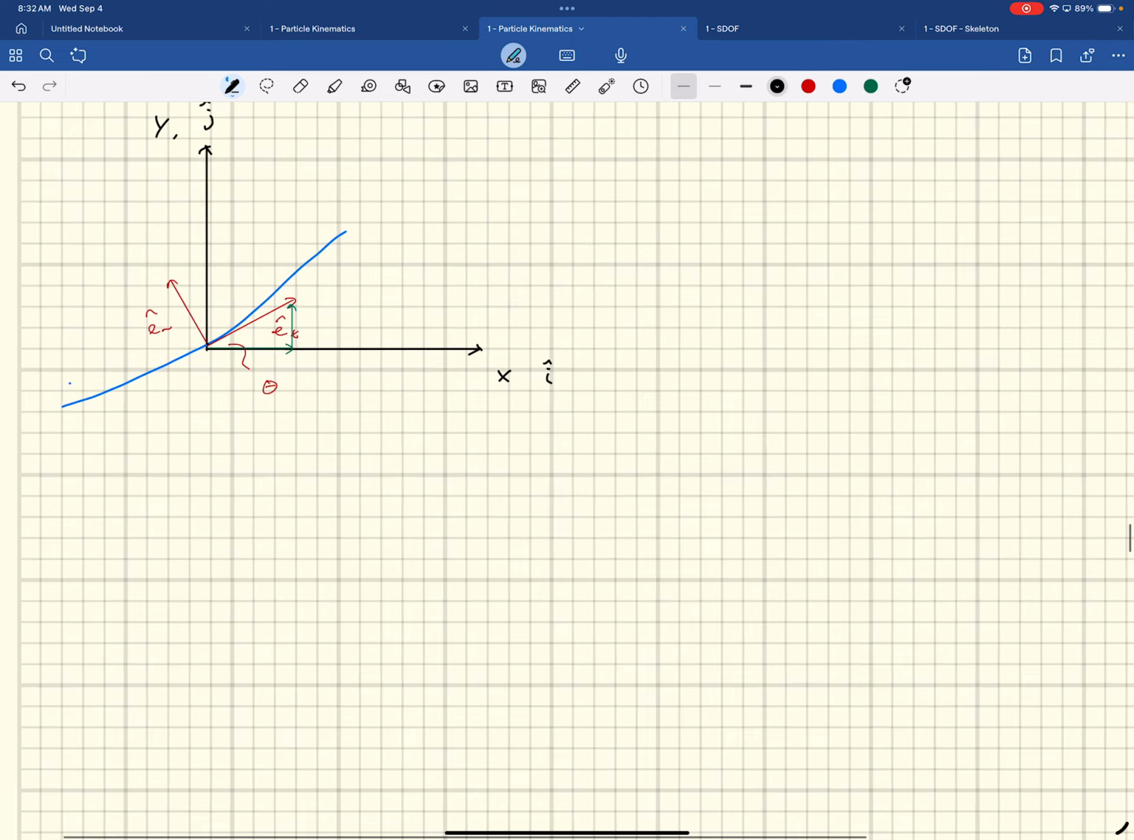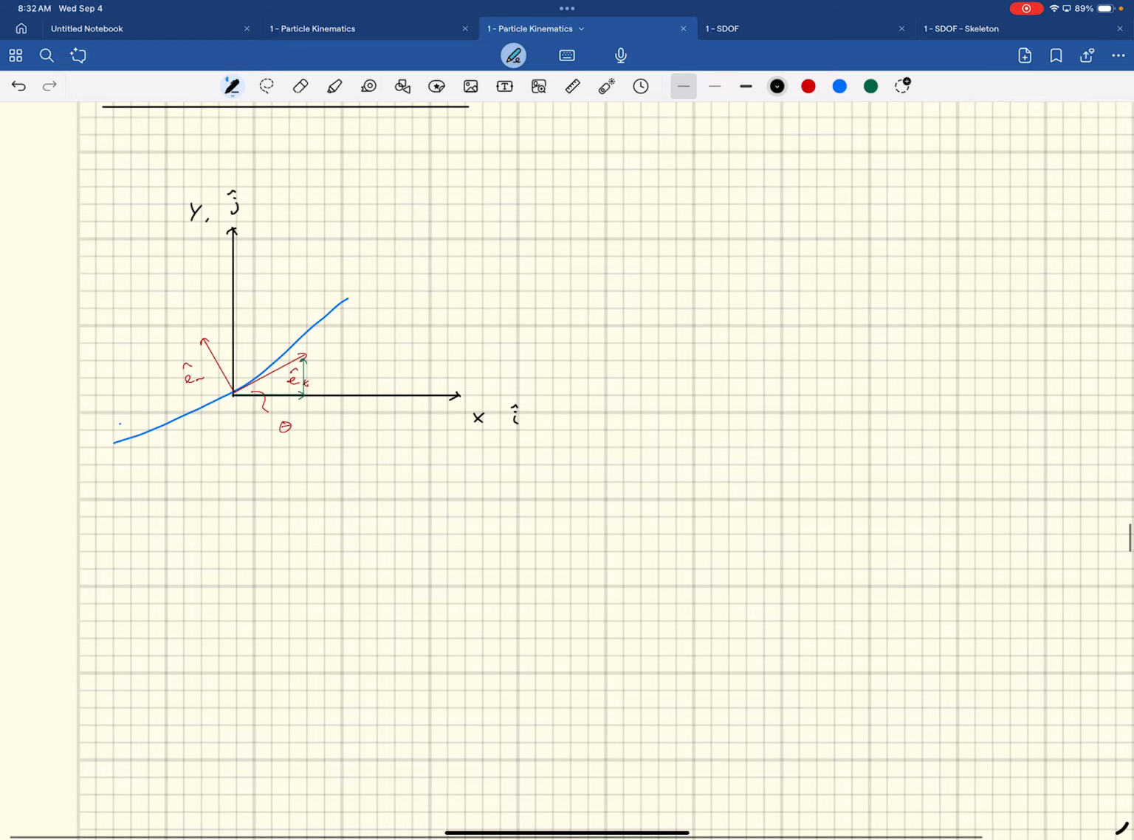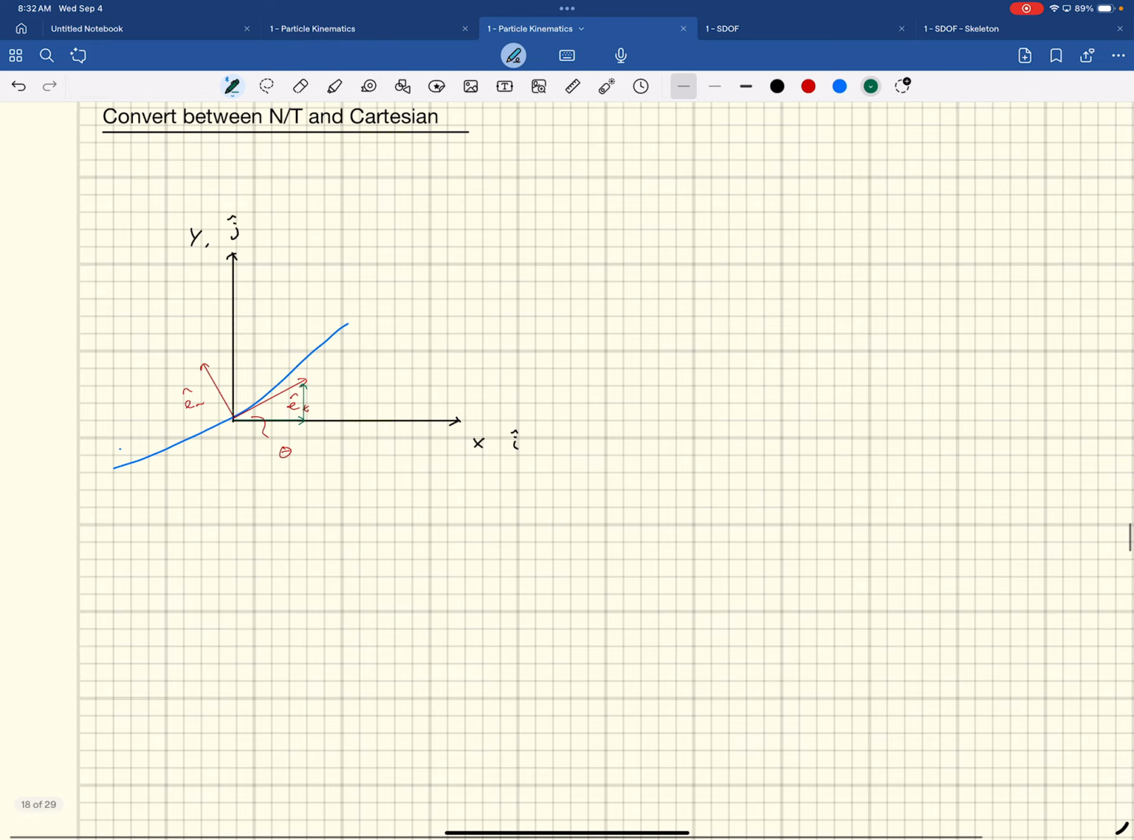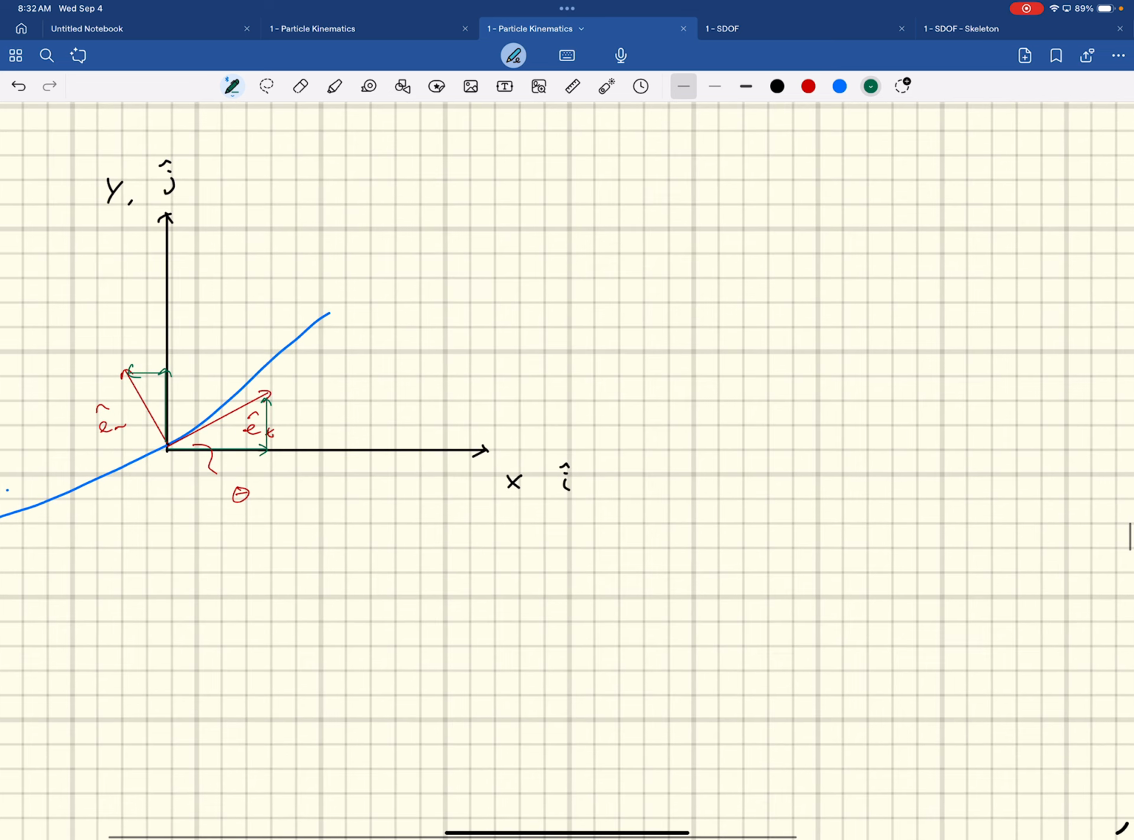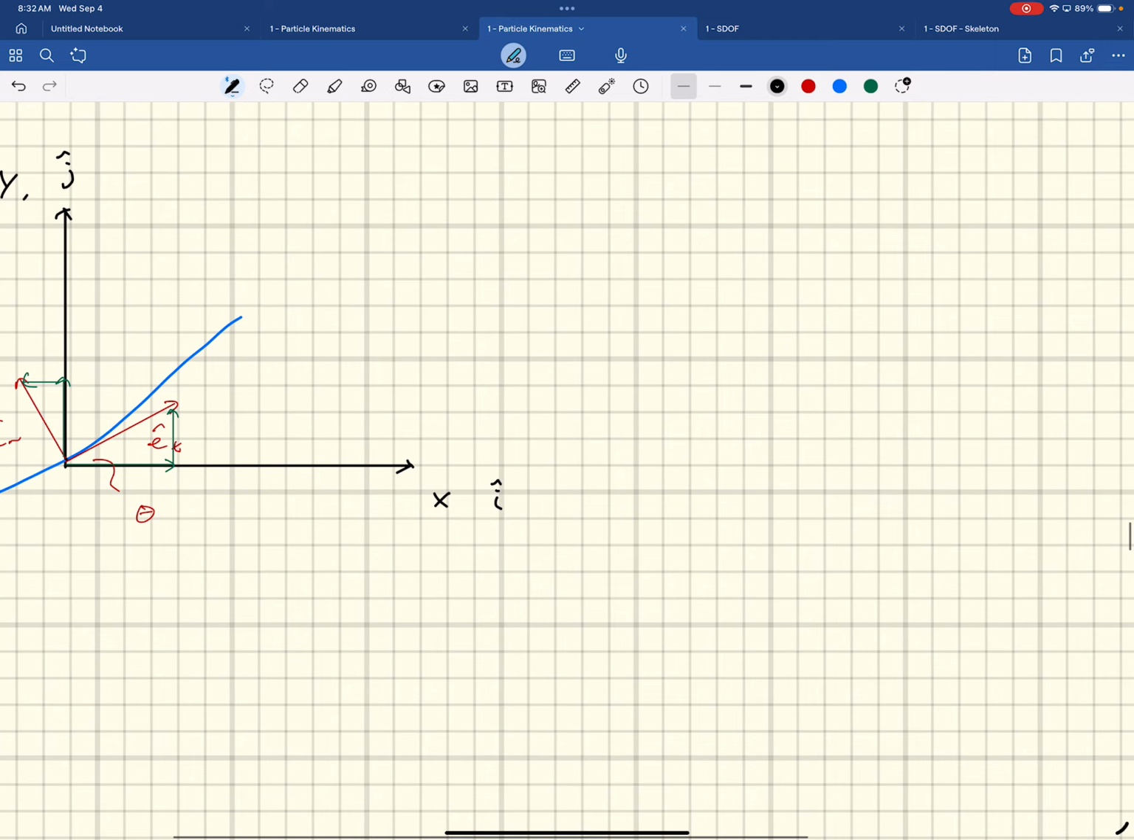I'll jump to the end here. It's all just based off of that. Similarly, you could break this one into two different components as well, that guy and this guy. It's a pretty simple idea. So ET hat is equal to cosine theta in the I direction plus sine theta in the J direction.